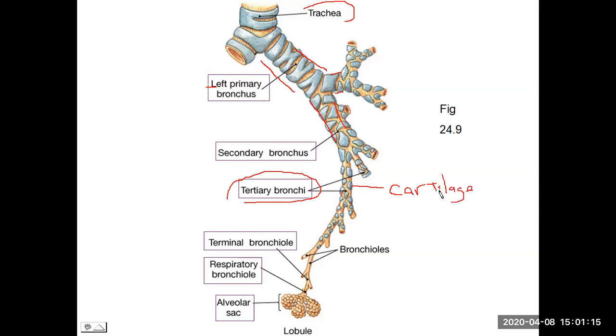And this cartilage ensures that the airway stays open. But a major shift now is that the bronchioles lack any cartilage. And again, traveling from the bronchioles, at this point now reaching the respiratory zone, the deep areas of the lungs lack that cartilage.